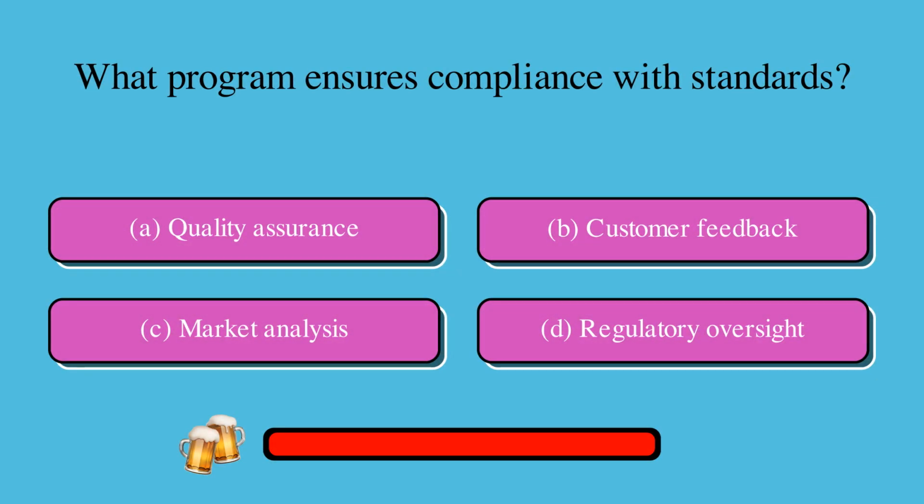What program ensures compliance with standards? Is it A, quality assurance, B, customer feedback, C, market analysis, or D, regulatory oversight? The correct answer is A, quality assurance.